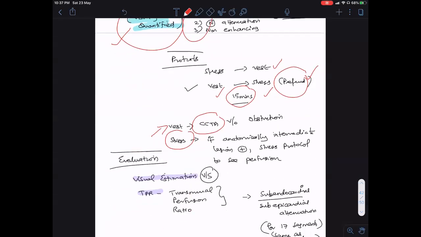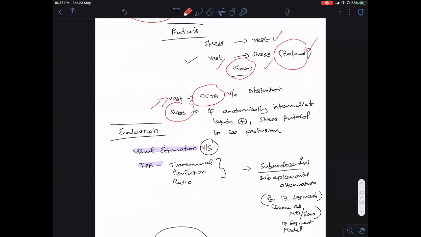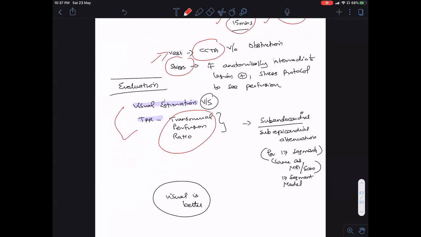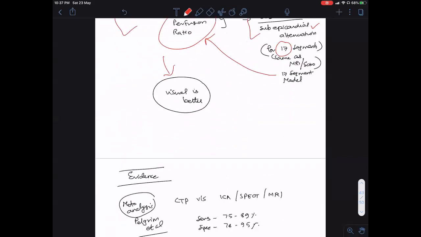But what if there was another, better way to look at perfusion? So this was the transmural perfusion ratio. This has been compared with the visual estimation, and it has been proven that visual is in fact better. Here, what they do is look at subendocardial perfusion, then subepicardial attenuation. For the 17 segments, like what we discussed earlier for the MRI, for all 17 segments this ratio is plotted. Then it gives a global value, the transmural perfusion ratio global value. But again, like I said, visual estimation was probably better than the TPR.